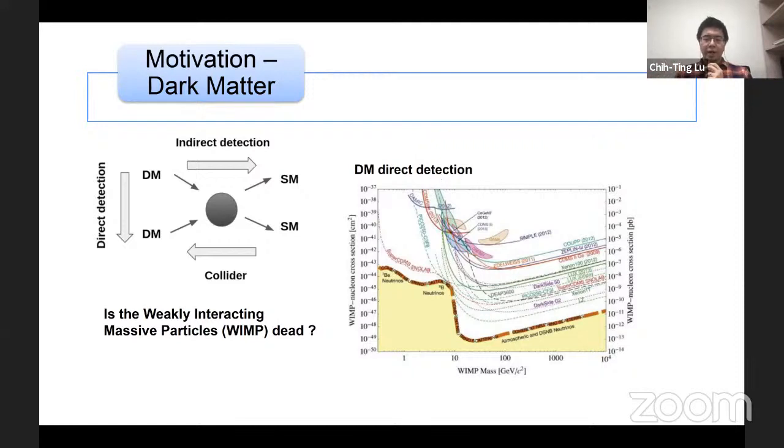So some people try to think whether the weakly interacting massive particle, the WIMP, is still alive or dead. And some of them try to consider different kinds of dark matter mechanisms. So this is the first problem: is the WIMP still interesting, and can we have other ways to search for this kind of WIMP dark matter?